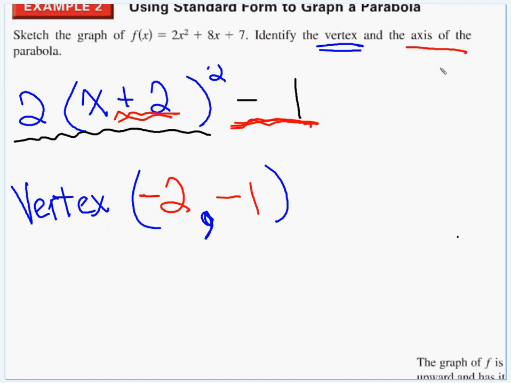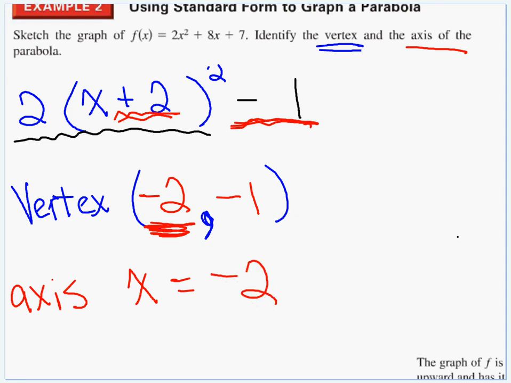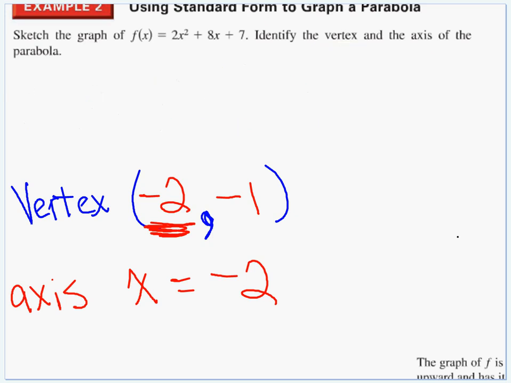Now when they ask for the axis of the parabola, or just the axis of symmetry, that is just the line x equals, and it's the same as this. The vertex has to be on the axis of symmetry. So this is just x equals negative 2. So we can start to come up with a decent graph of this.